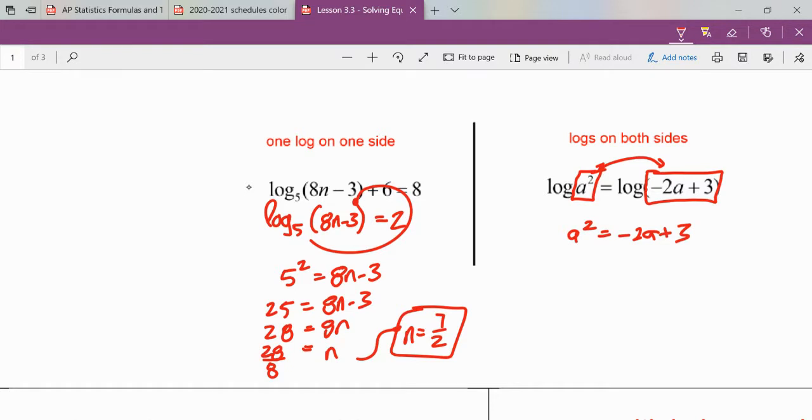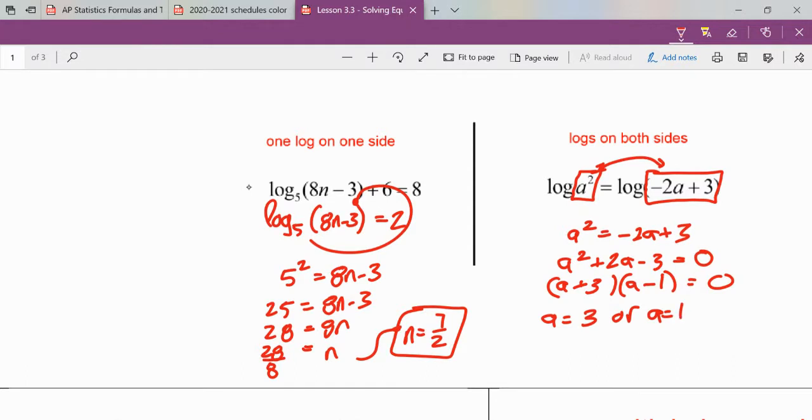Well, really, this is a quadratic, so all this comes back. Just set it equal to 0: a squared plus 2a minus 3 equals 0. And we could factor, so you can see all this prerequisite material always coming back. This is plus 3 and minus 1. So a equals 3 or a equals 1 are answers. And again, what I would say is just double check these to make sure they work. Oops, I'm sorry, that's negative 3. So if I put that in there, that'd be log of 9.